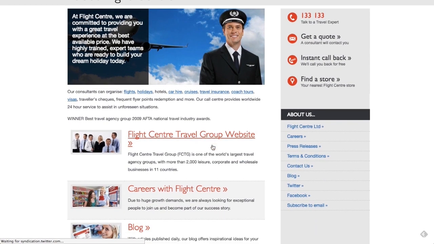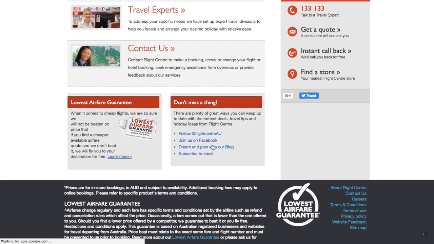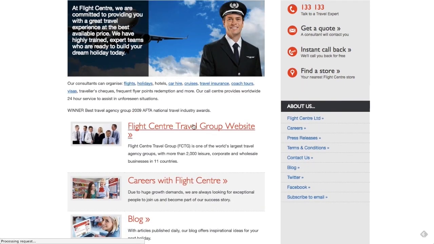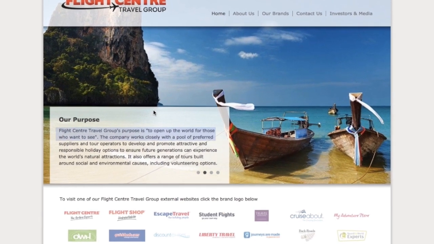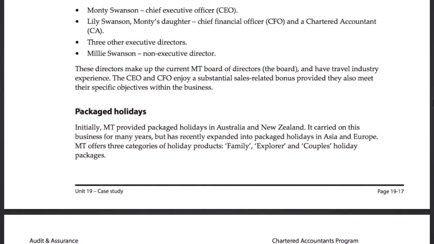So, businesses usually have a mission statement. That's their objective. The background information on Monty Travel doesn't say what this is, but we can look at a similar company to get an idea of what it might be. For example, Flight Center's mission is to open up the world for those who want to see. What we can see is how Monty Travel breaks its mission down into smaller objectives, like providing packaged holidays in Australia and New Zealand, as well as Asia and Europe.